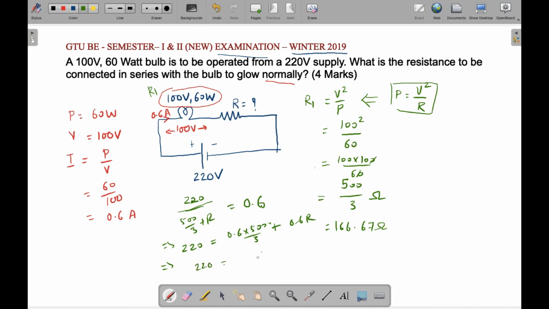So this would be 220 is equal to 100 plus 0.6 R. From this we can get the value of R. R is equal to 220 minus 100, divided by 0.6. So the value of R is 200 ohm.